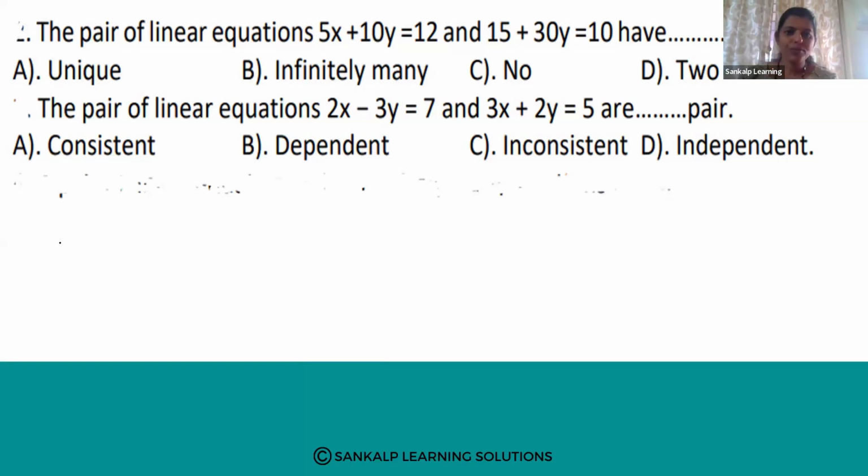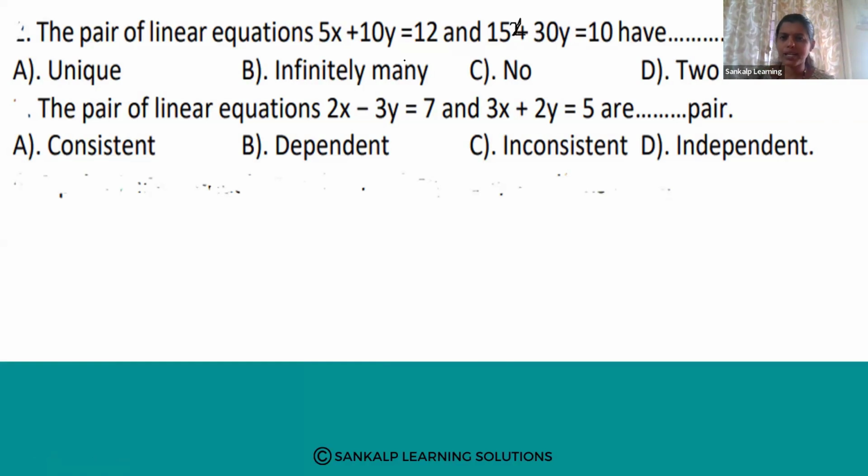Okay. Pair of linear equations 5x plus 10y is equal to 12, and 15x plus 3y is equal to 10 have dash solutions. This is 15x. Okay, 15x it is.